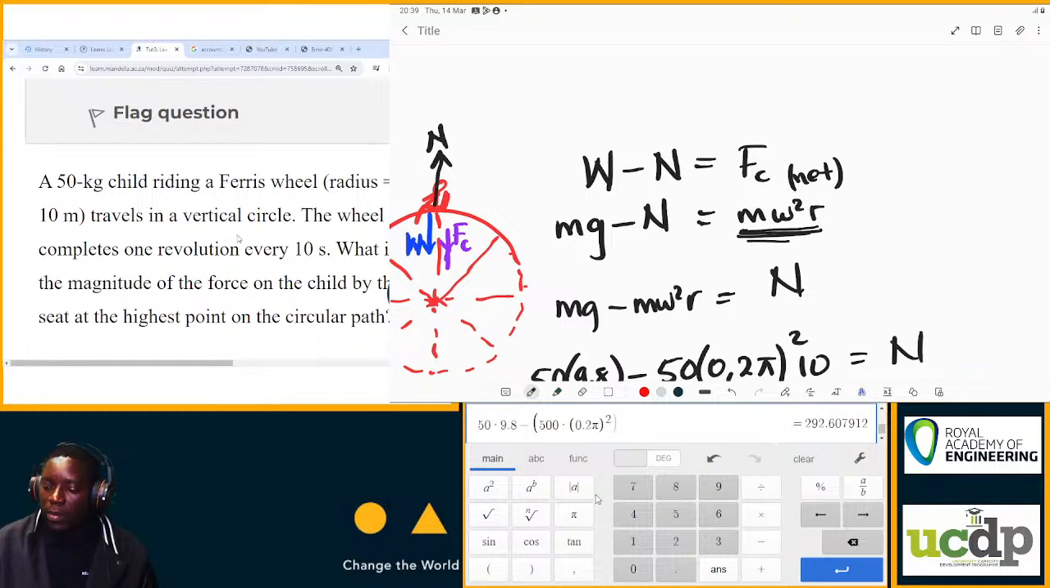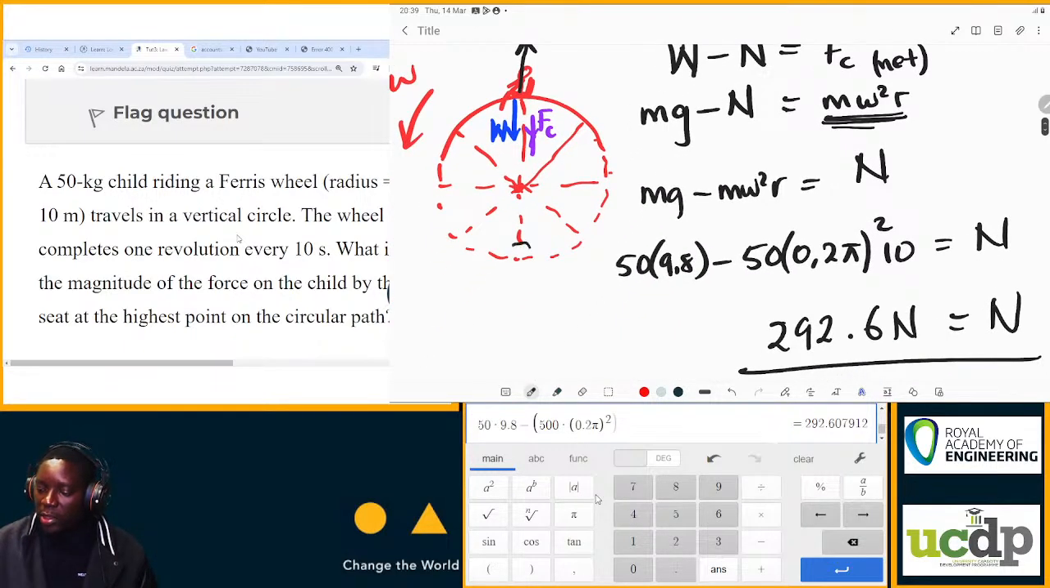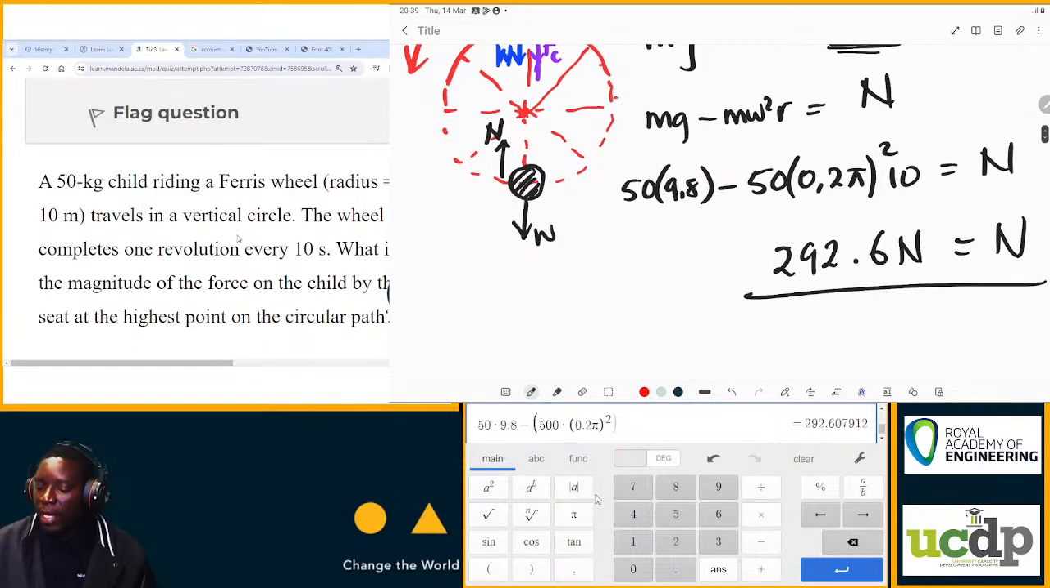So in other words, if we are to consider an object that is at the bottom, there is still W, and the normal will be the one contributing to the centripetal force, such that Fc, our resultant, will be towards that direction. So Fc is what tells you what's happening between those forces. So we would say N minus W in this case equals mv squared over r, or m omega squared r.